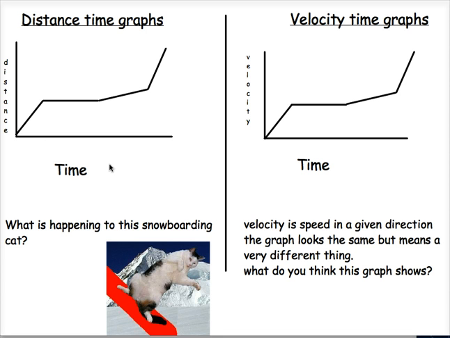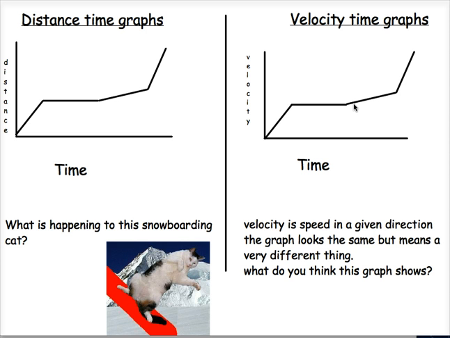Now, we've talked about this one, so let's have a quick recap. Here is a snowboarding cat. What is it doing? Let's follow with me. It's travelling at a constant speed, great, stationary, constant speed, constant speed. Where is its highest constant speed? There, because it's steeper. Fabulous. Here is its lowest constant speed because it's less steep. Okay, so that's it. Marvellous.